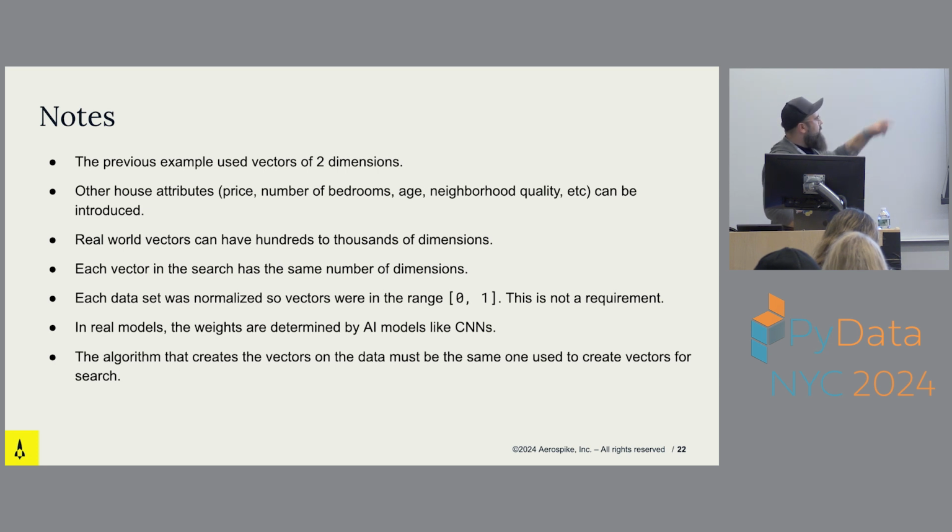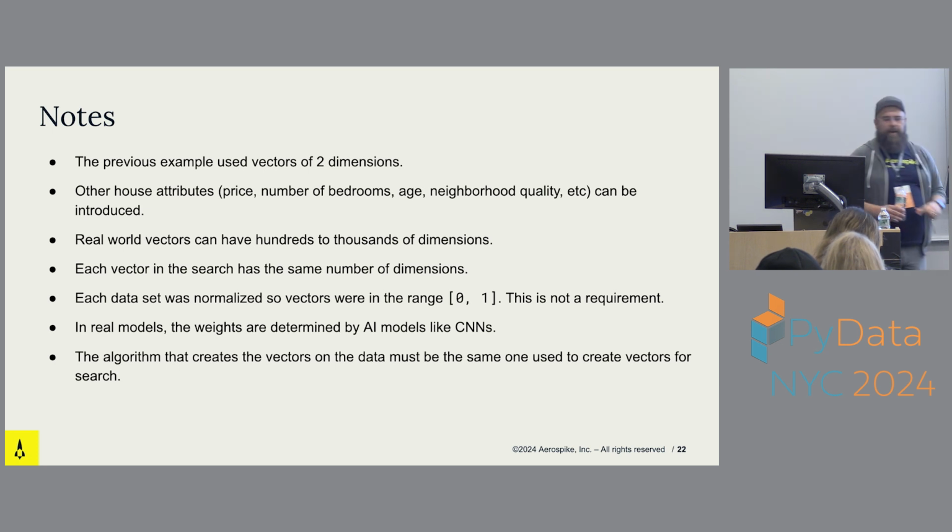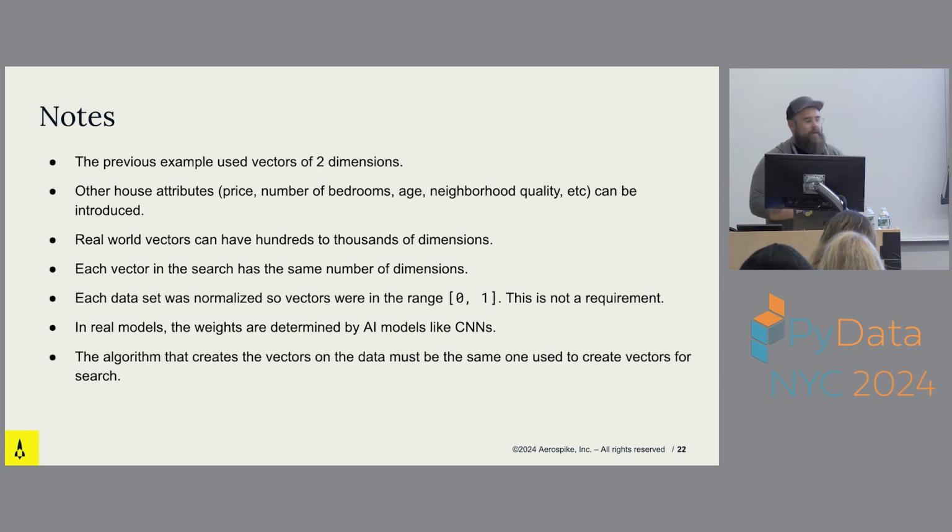Real models, weights determined by AI models, CNNs, things like that. And then, again, this one we talked about already. When you create the vectors on the data, you need to use the same model to create the vectors on the search.